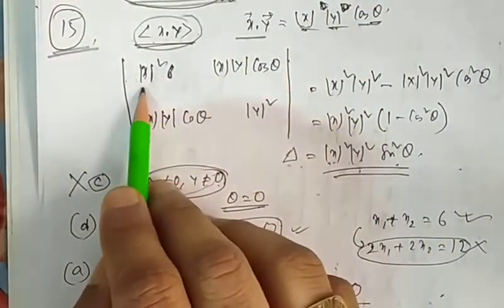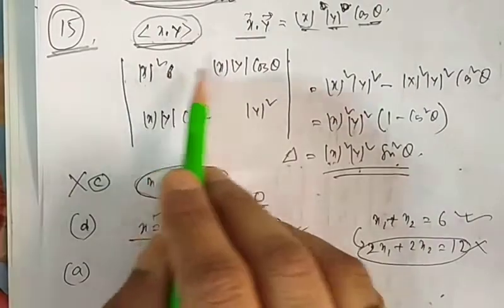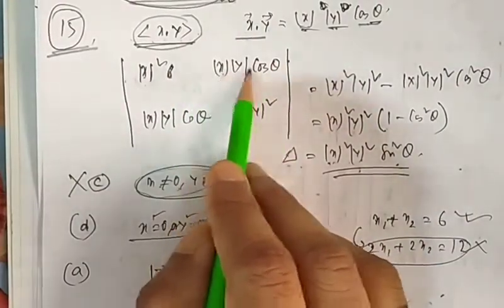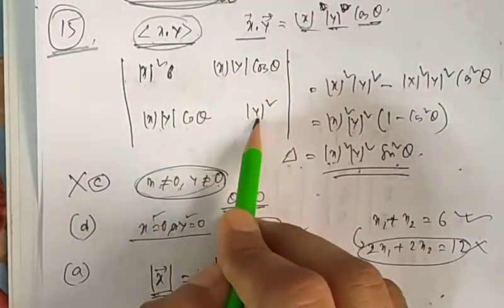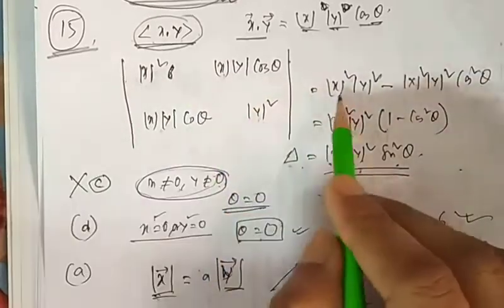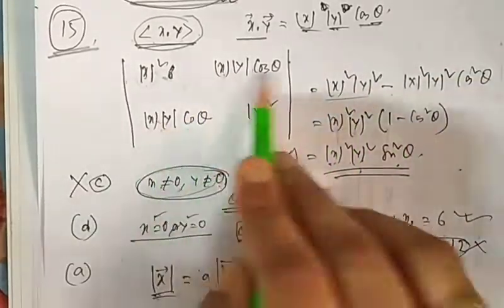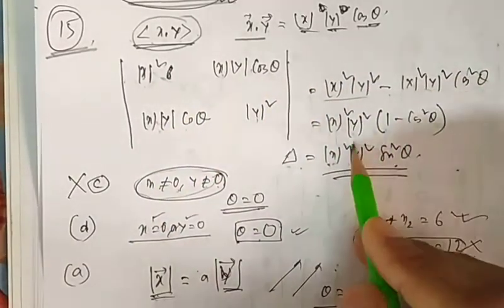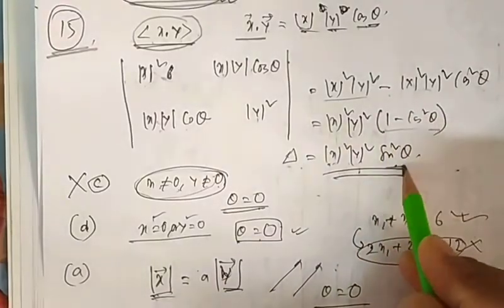So if you take x dot x, it will be x square, because theta is 0 and cos 0 is 1. That is x·x, y·y. If you take the determinant, you can find x square y square minus this into this. If you take common, it is 1 minus cos square, which is sin square.